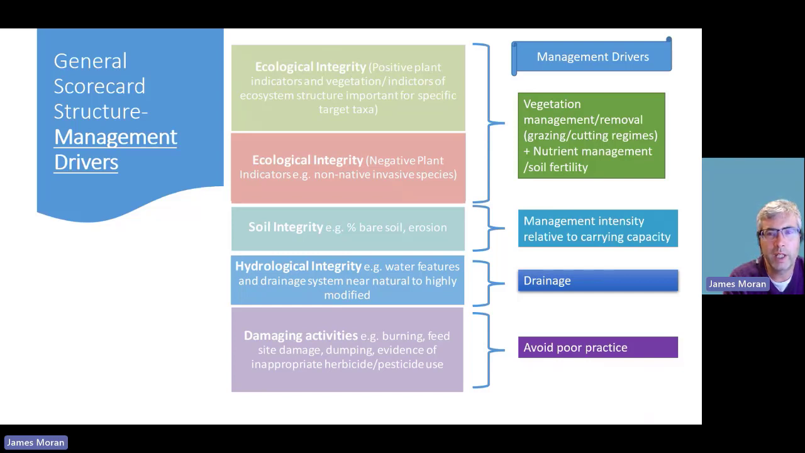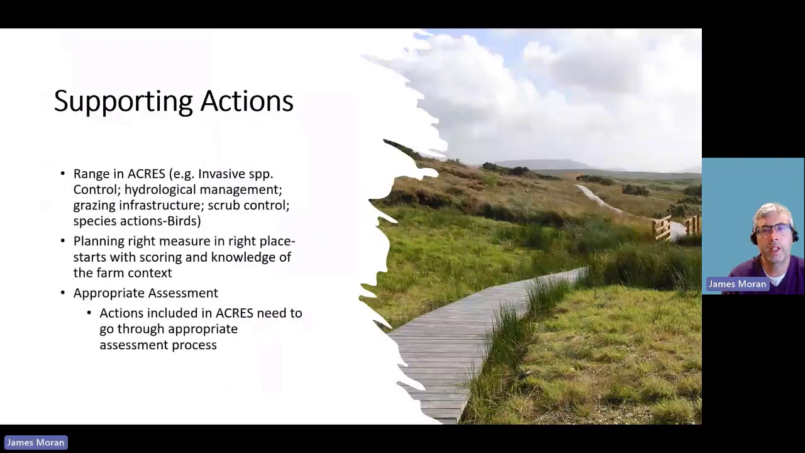So this knowledge of ecological management that we've looked at in this presentation informs the management guidance that should be given and the supporting actions that should be selected in hybrid results-based agri-environment climate measures. The ACRES system also includes a range of supporting actions, non-productive investments and landscape actions, for example, including invasive species control, hydrological management, grazing infrastructure, scrub control, and a number of specific species actions for birds, for example. Planning the right measure in the right place is essential, and this is informed by the scoring system coupled with knowledge of the farm context.